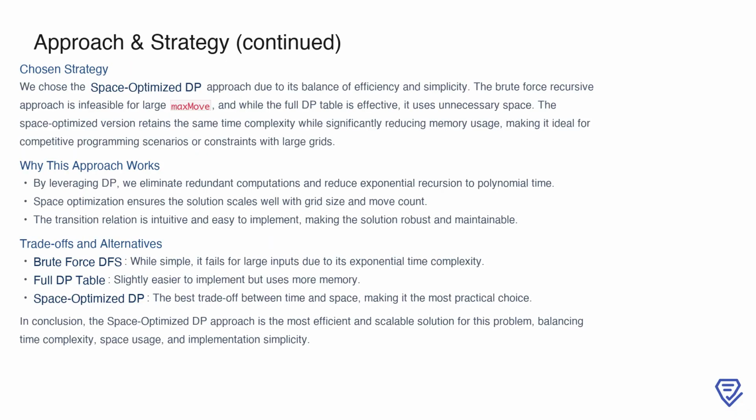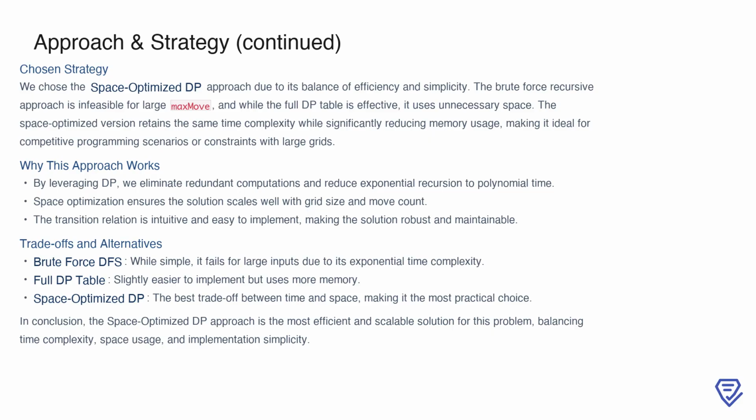The space-optimized dynamic programming approach is the best choice among the methods considered due to its balance of efficiency and simplicity. The brute force DFS approach, while easy to understand, becomes impractical for larger inputs because of its exponential time complexity. The full DP table approach solves the problem efficiently but uses unnecessary memory. By contrast, the space-optimized DP approach retains the same polynomial time complexity while significantly reducing memory usage. This makes it ideal for competitive programming scenarios or when working with constraints involving large grids or high move counts.